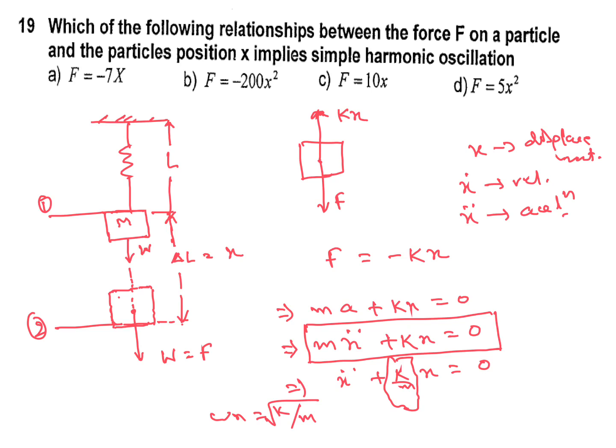But in our question, here in b it's x square, so b is not possible. Here it's positive 10x, so it is also not possible. D case x square, so it's also not possible. Only a is possible, and in case a, k is 7. So a is our answer. Simple harmonic motion is very important for ISRO. So many times asked.